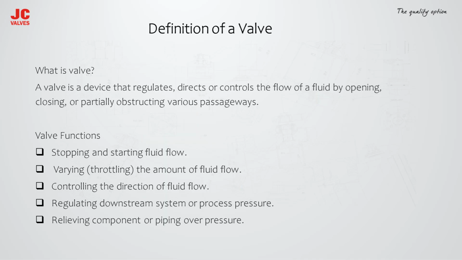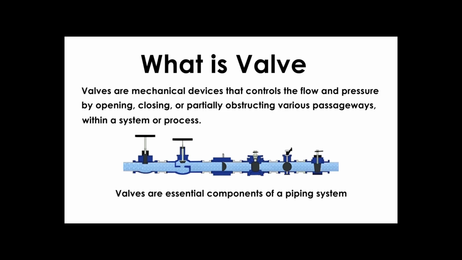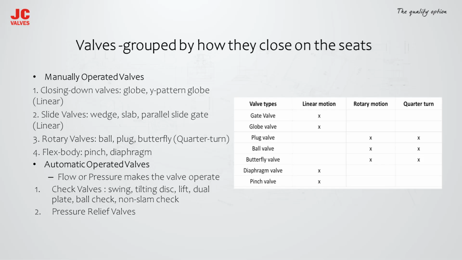What is a valve? A valve is a device that regulates, directs or controls the flow of a fluid by opening, closing, or partially obstructing various passageways. Valve functions: stopping and starting fluid flow, and varying (throttling) the amount of fluid flow. Valves are grouped by how they close on the seats.